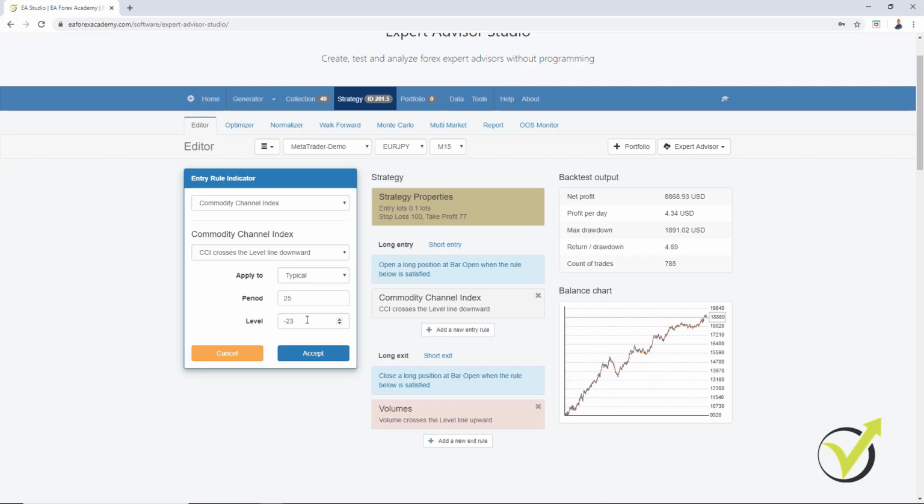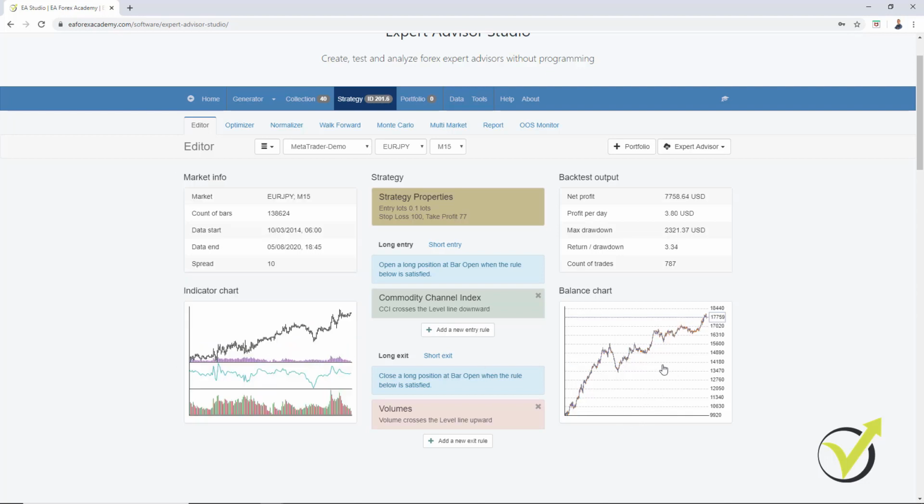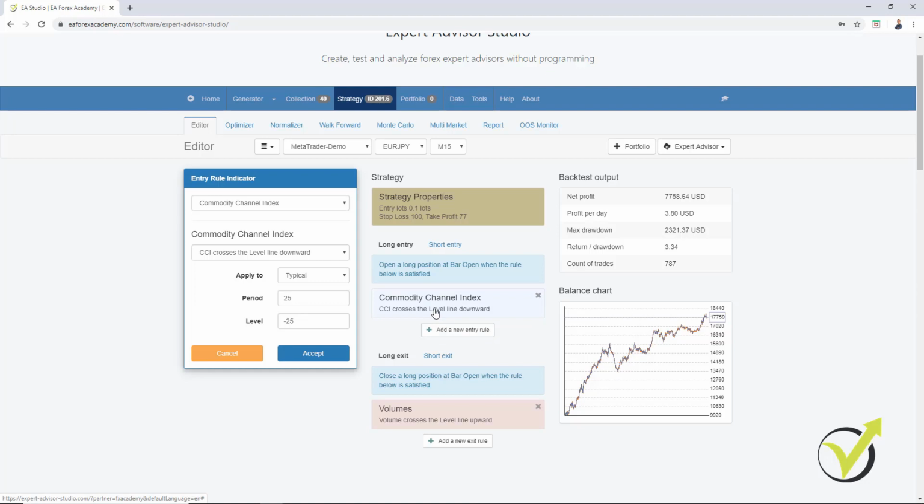What I like to do with the parameters of the strategies is to make them round numbers, so I will change it to -25, and when I click on accept, you will see that there is not a huge difference in the balance chart, which allows me to leave the round number. And having round numbers in the indicators makes the expert advisor faster, the calculations are faster, and if you like to trade the CCI indicator strategy manually, it will be easier for you to remember that the period of the CCI indicator is 25 and the level is -25.